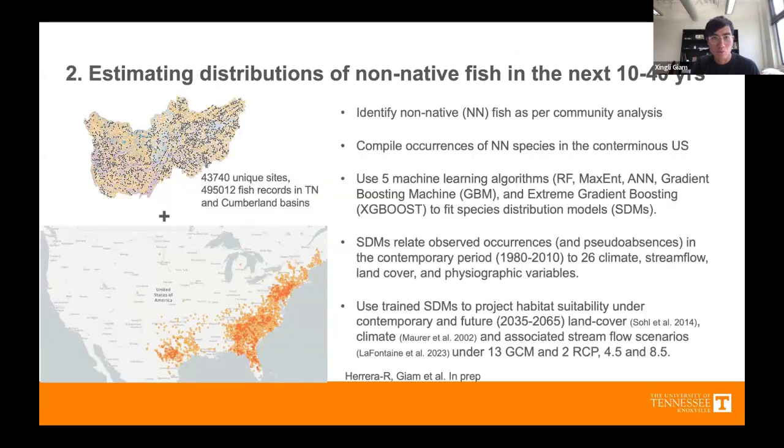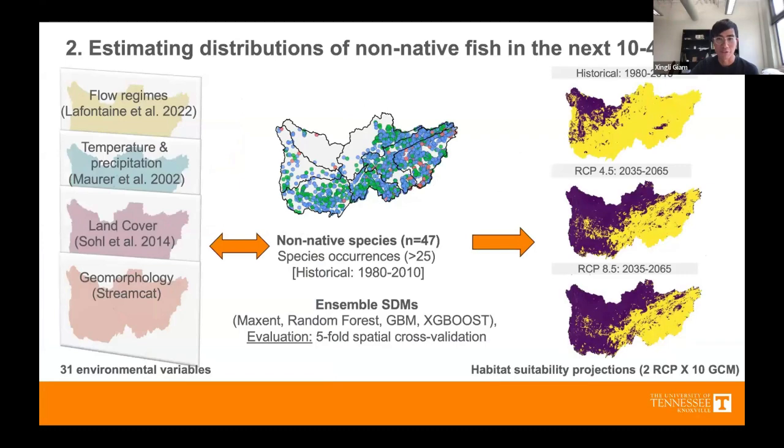So same thing, we identify non-native fish as before, and we use species distribution modeling. So we use 5 machine learning algorithms: random forest, maxent, artificial neural networks, gradient boosting machine, and extreme gradient boosting to fit ensemble SDMs. And SDMs basically relate observed occurrences with different environmental climate variables. So as climate changes, we can then project where species are able to live in the future.